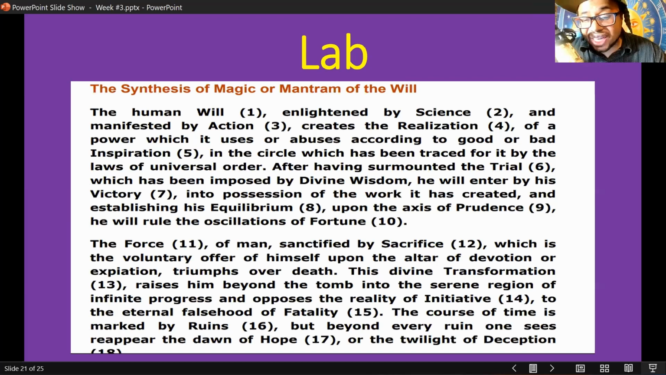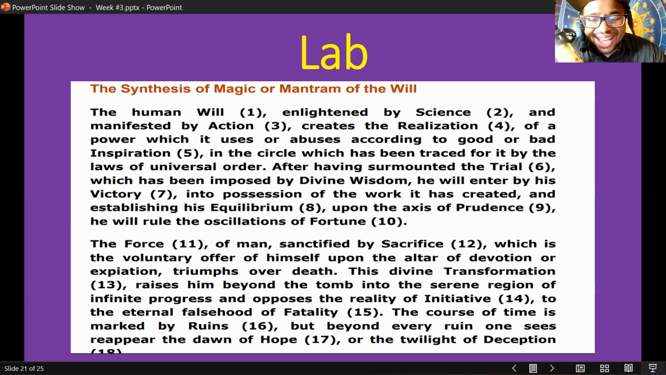Number 15, they call the black magician, is ruled by Saturn. We equate Saturn with fatality. The course of time is marked by ruins. That's Mars. That's the tower in a lot of the decks. You know, the lightning inside of our decks. But beyond every ruin one sees, reappears the dawn of hope. That's 17. All of those Geminis are out there. That's the dawn of hope. That's the star. Or the twilight of deception, number 18.